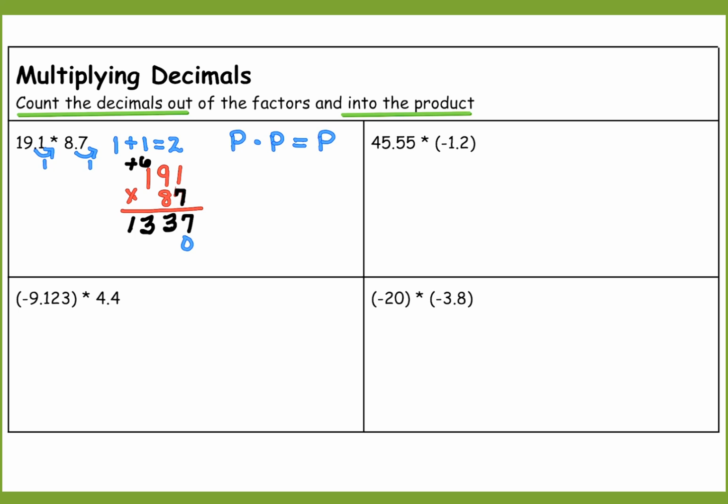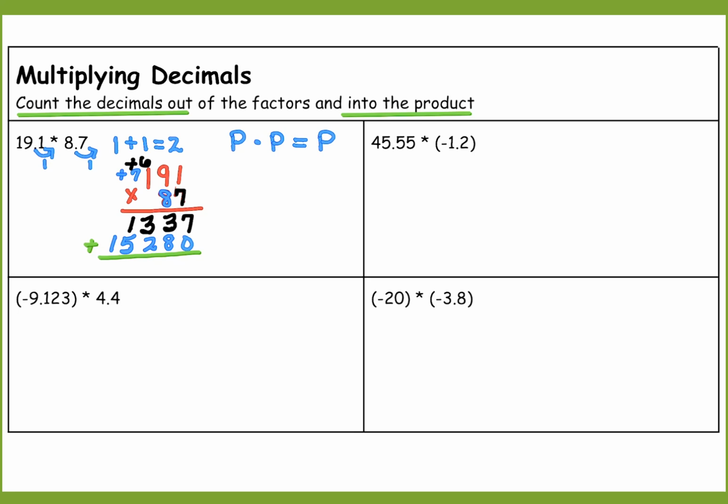Now we're going to move over to the 8, but before we do, we have to remember to add our 0. Now we have 8 times 1, which is 8. 8 times 9, which is 72. So I'm going to write my 2 here, and then I'm going to write plus 7. So this time we're going to be adding 7. 8 times 1 is 8, plus 7 is 15. So this value of 191 times 80 is 15,280.